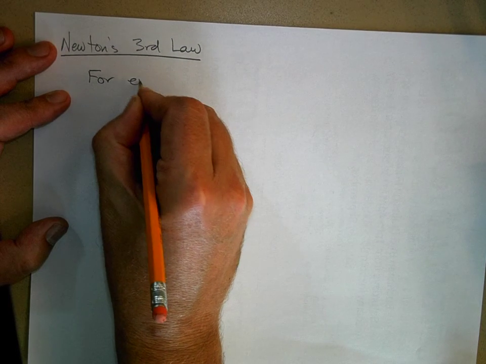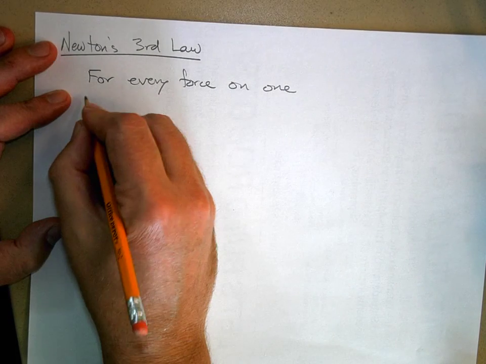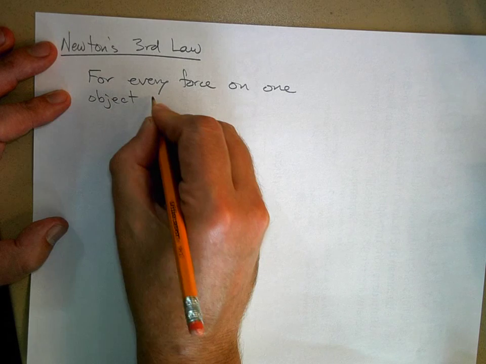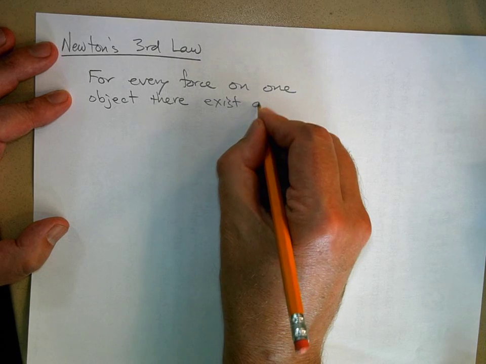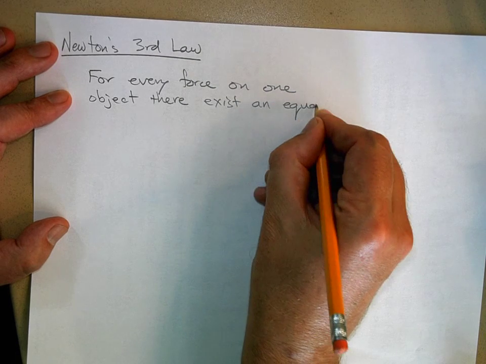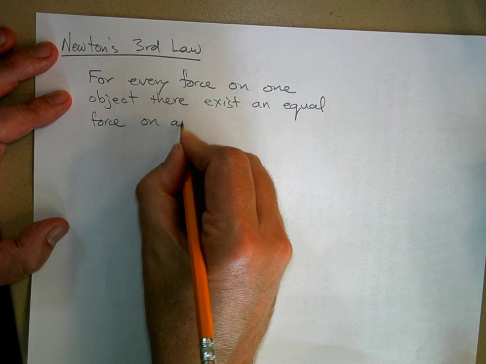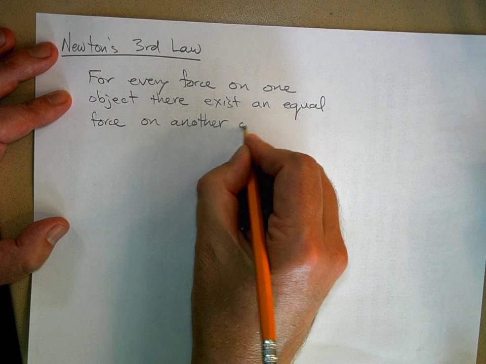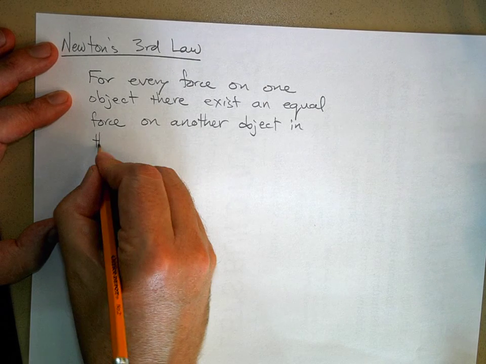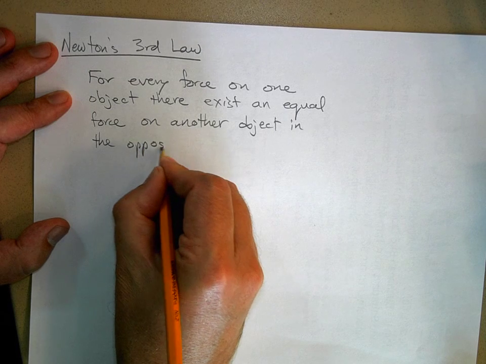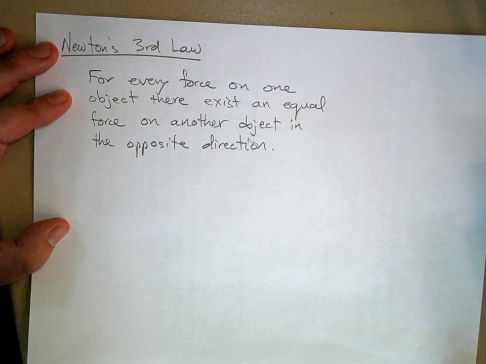For every force on one object, there exists an equal force on another object in the opposite direction. Now that's the way I like to explain it.